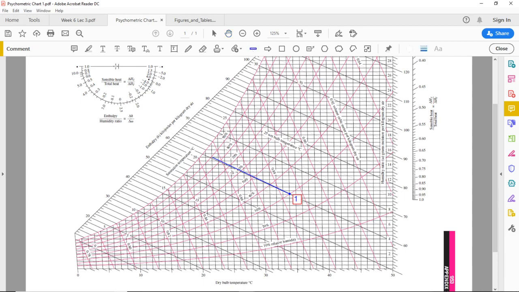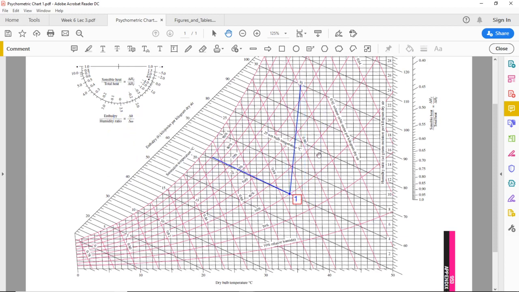And I again go to the protractor and then draw a line which has a slope of 2.69. So this is 2.5, this is 2.6, this is 2.7, and 2.69 is just before 2.7. And again I will draw a line parallel to this line from the state point 1, and that will give us the correct slope of the process of humidification when we have injected steam.